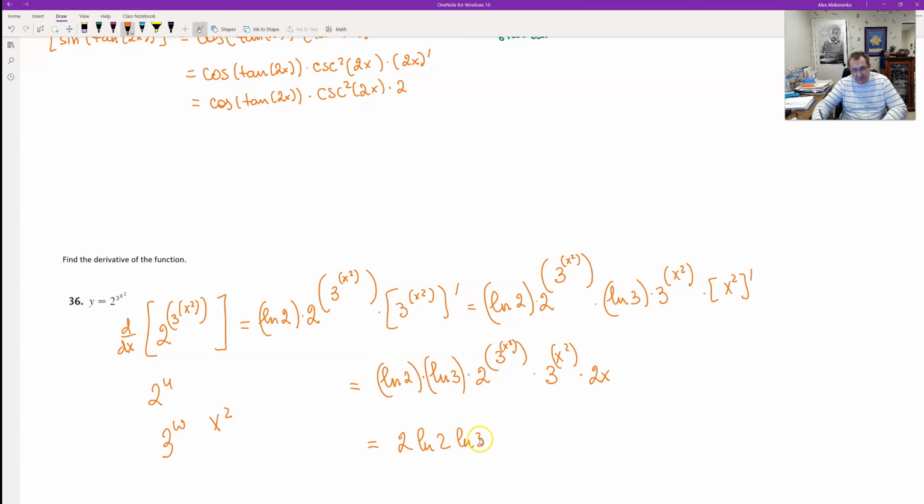We cannot really combine them well, so we'll just keep them like that. Times 2 raised to 3 raised to x squared. And multiply by 3 raised to x squared. Multiply by x. Okay, that solves this problem.